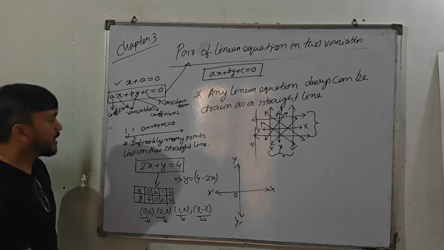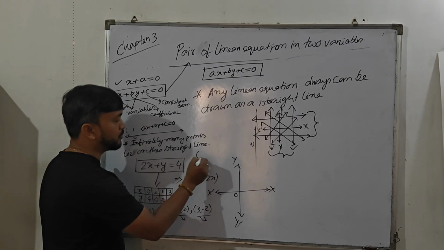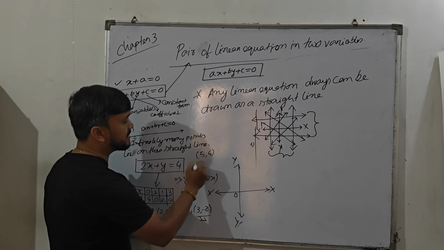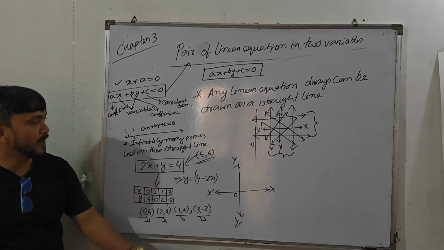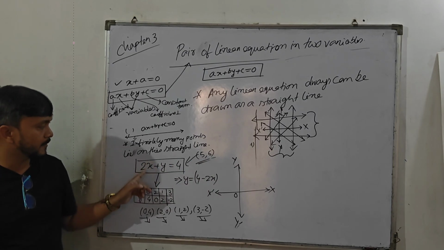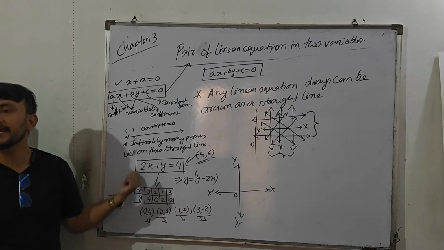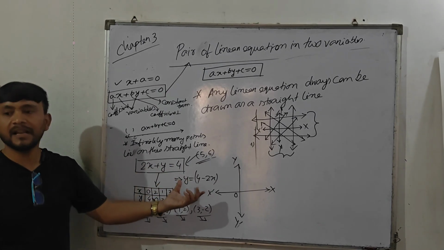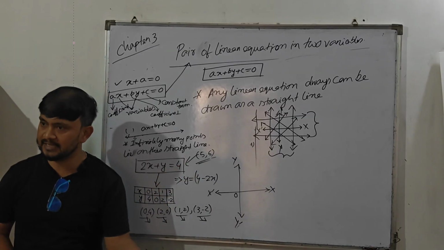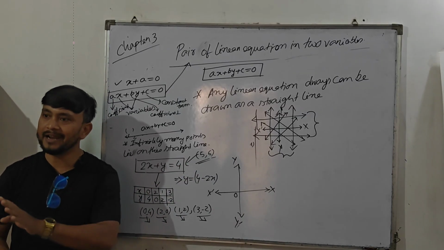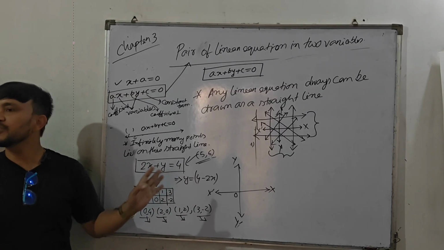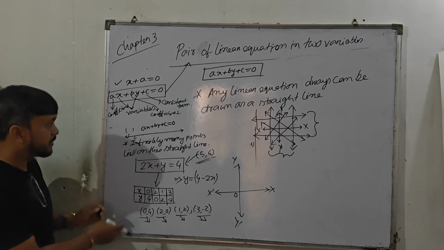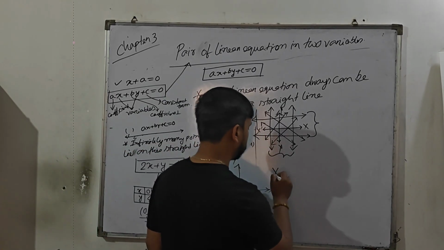Suppose we are asked whether (5, 6) is a solution of this equation. We will put 5 and 6 in place of x and y and check whether LHS is equal to RHS. If they match, that means this is a solution. If they do not match, then this is not a solution.